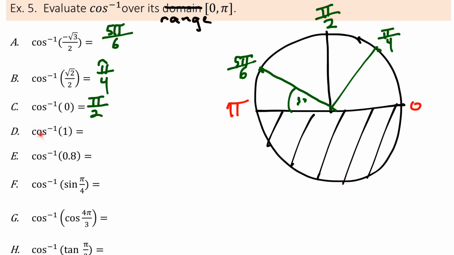All right, D says the inverse cosine of 1. So the angle whose cosine is 1. All right, so that would be 0 over here.